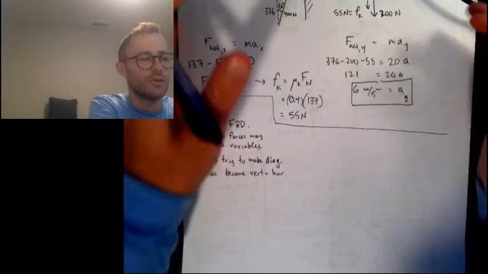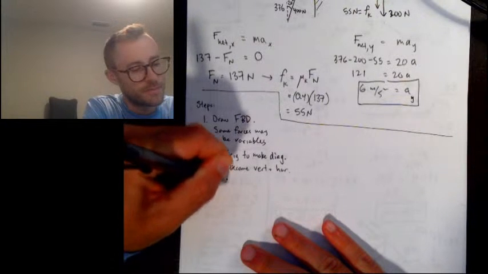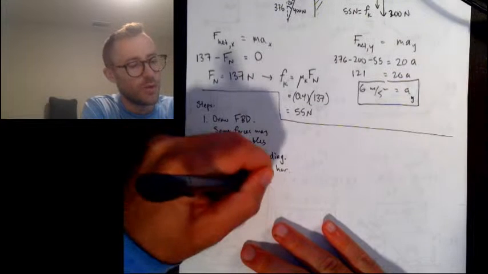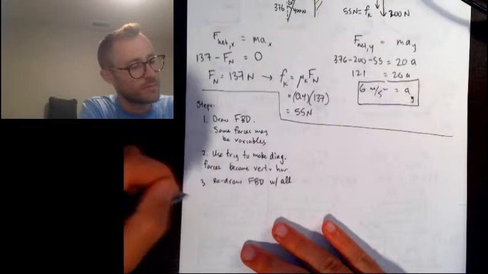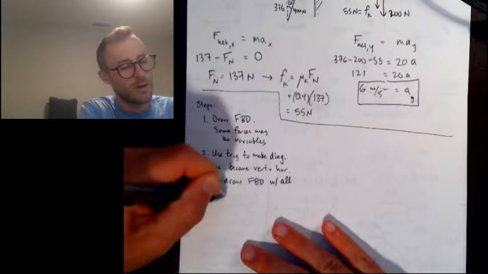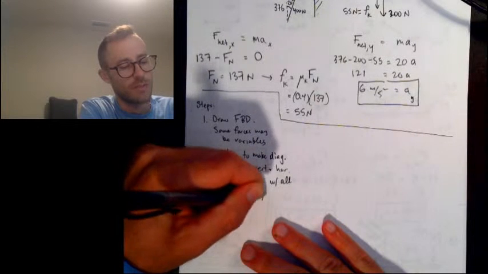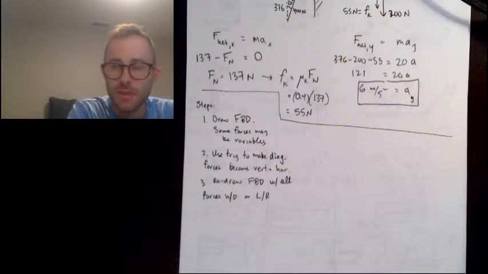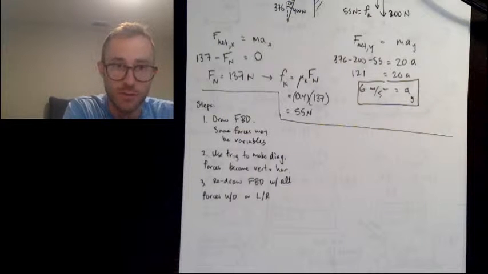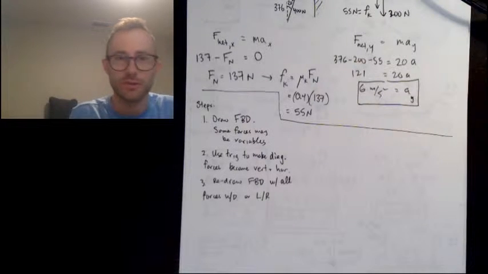Then what we're going to do is redraw the free body diagram with all forces up, down, or left, right. So we redrew the free body diagram with no more diagonal forces. The diagonal forces were replaced with a vertical and a horizontal force.